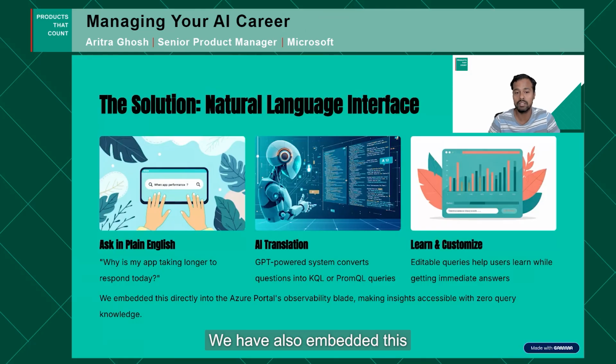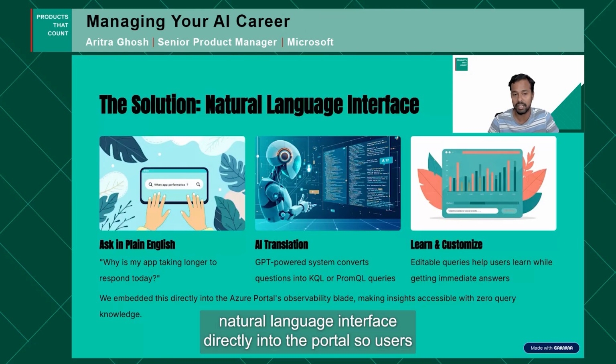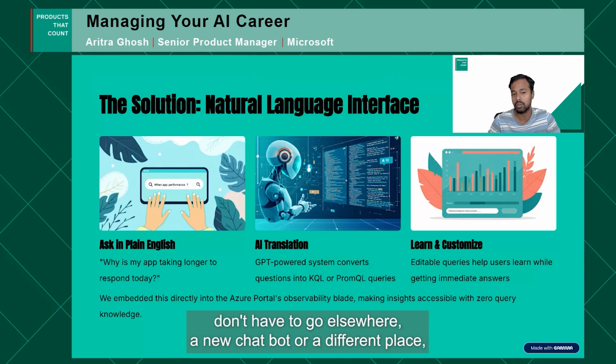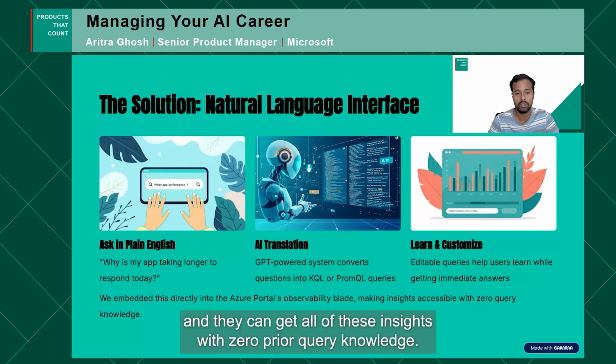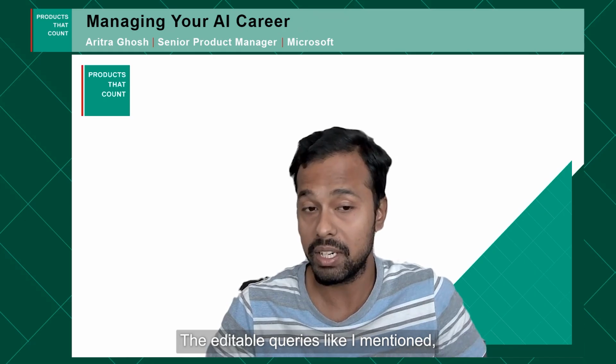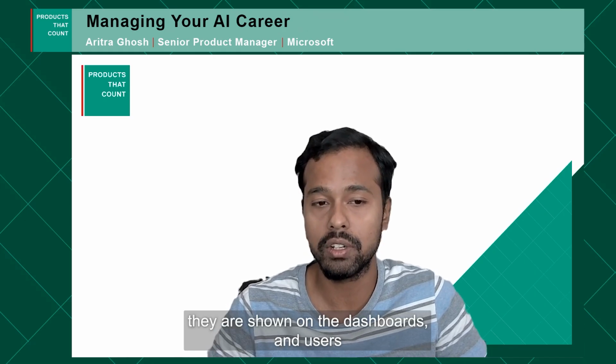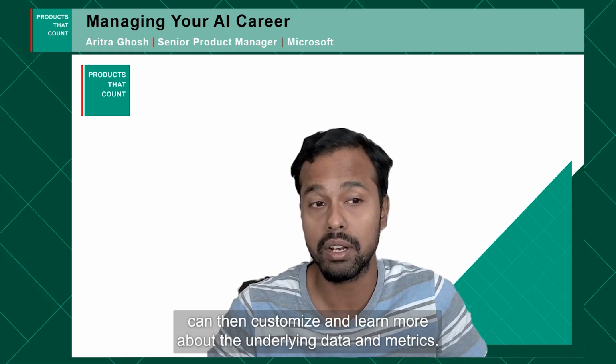We've also embedded this natural language interface directly into the portal, so users don't have to go elsewhere, a new chatbot or a new different place, and they can get all of these insights with zero prior query knowledge. The editable queries, like I mentioned, are shown on the dashboards, and users can then customize and learn more about the underlying data and metrics.